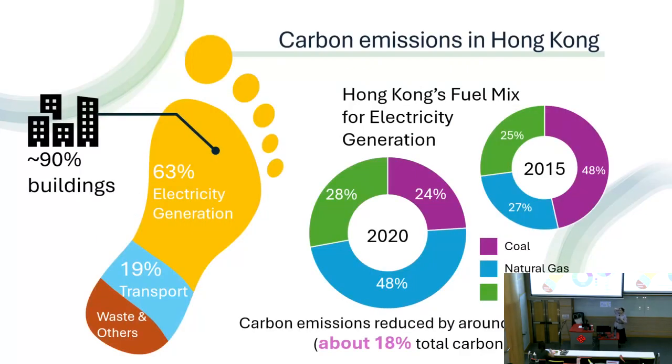So a bit more about the carbon emissions in Hong Kong right now. This is taken from, I think, a year or two ago, one of the policy papers I had on screen just then. Around 63% of the carbon emissions come from electricity generation, and from that 63%, there's 90% from buildings. If we look at that, that means how we use our buildings and how we design our buildings actually affect our overall emissions. The remaining 19% is on transport, so we've gone through a lot about that as well. And the rest is just waste and miscellaneous others.